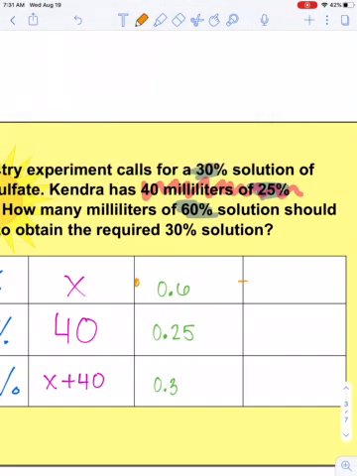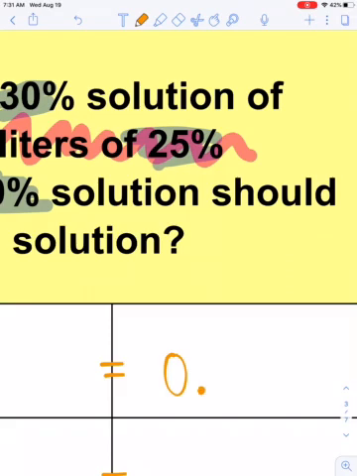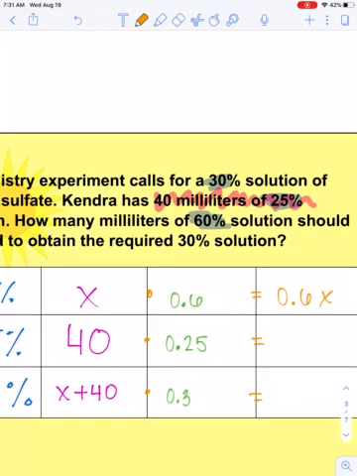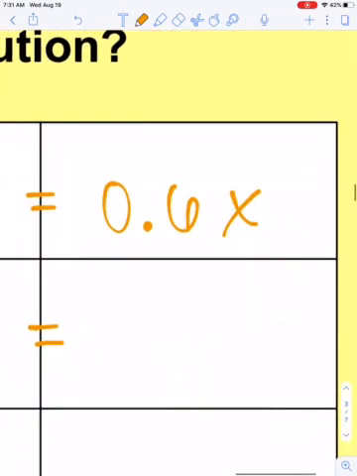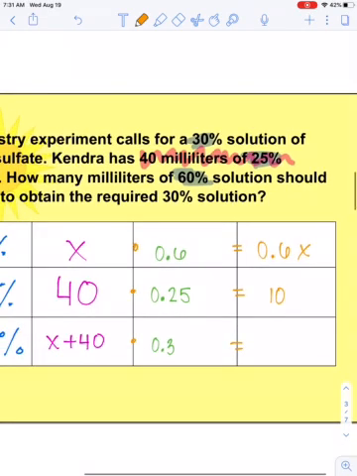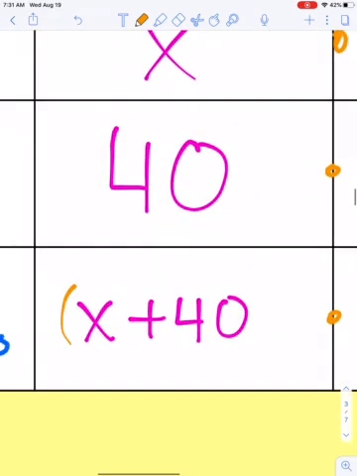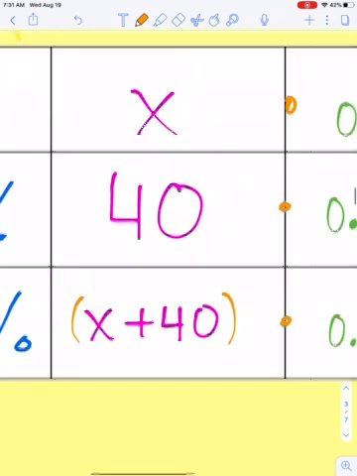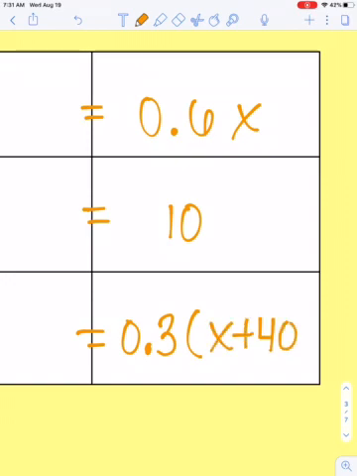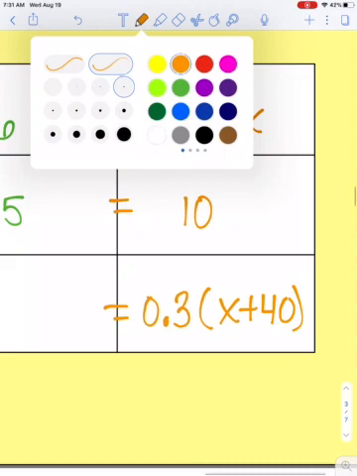Same way as before, you multiply the 2 middle columns to get your last one. So x times 0.6 is just 0.6x. Normal numbers, just treat them normally and multiply. So 40 times 0.25 is 10. And then remember, this x plus 40 is all grouped together, so the 0.3 has to go outside of those parentheses. So you just have 0.3 times x plus 40.